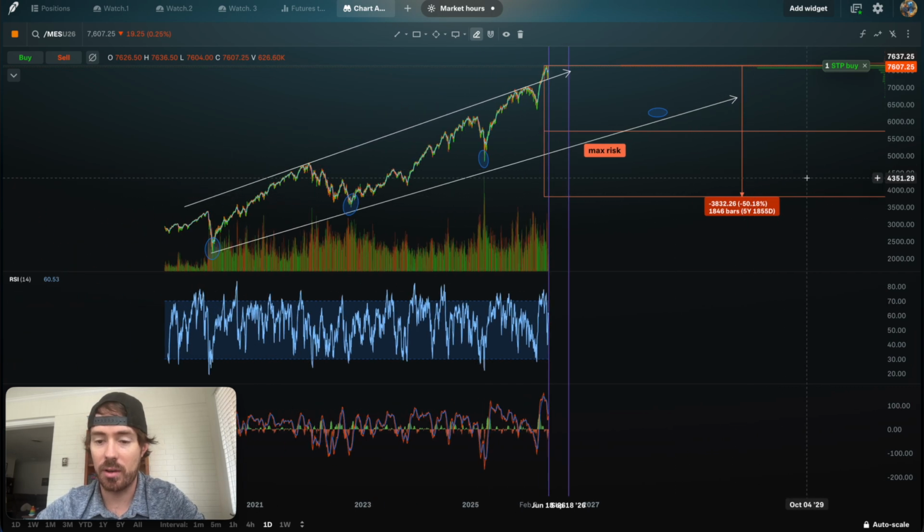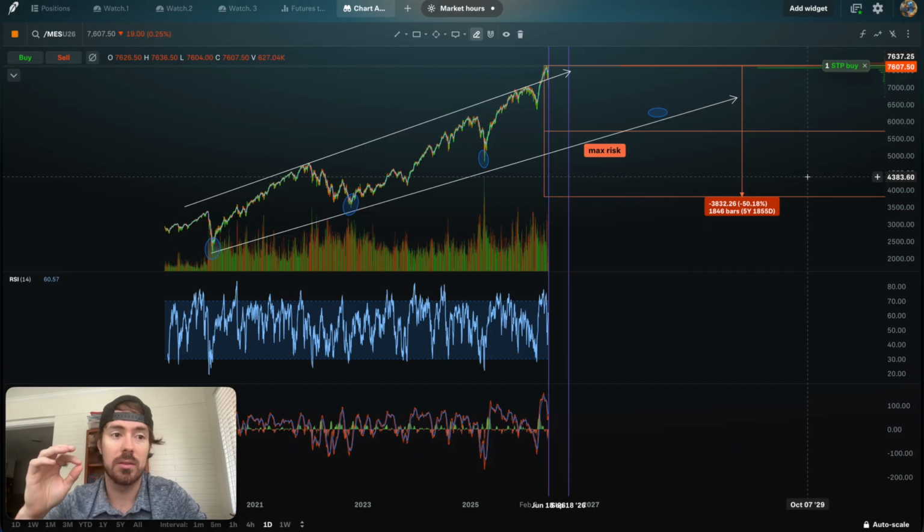So 50%, 5 years to recover, and how you would use that to calculate your amount lost is, since this is the micro, it's times 5. So 3,832, got my trusty calculator here, 3,832 times 5, and that's $19,000.